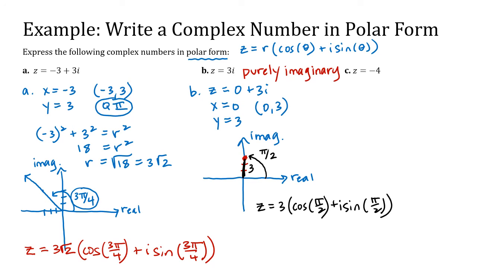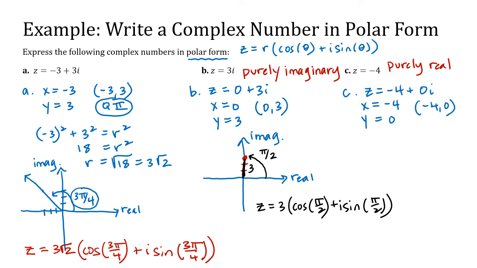All right, part C. Let's move on to part C. And if we called part B purely imaginary, part C is purely what? We have -4, and on this one we don't even have an i, do we? So we're going to say that this one is purely real, right? There is no imaginary part. Okay, so I would say that x is equal to -4 and y is equal to 0. The ordered pair that I would plot would be (-4, 0).